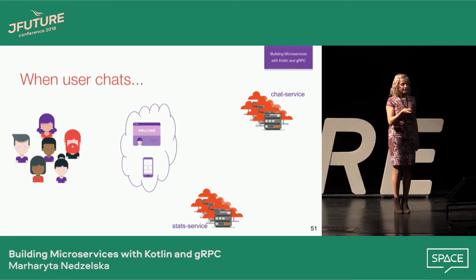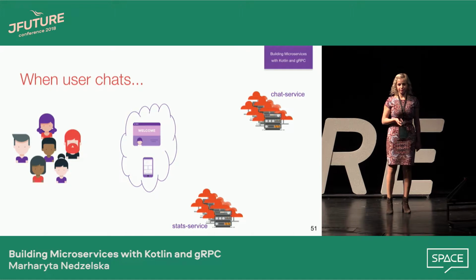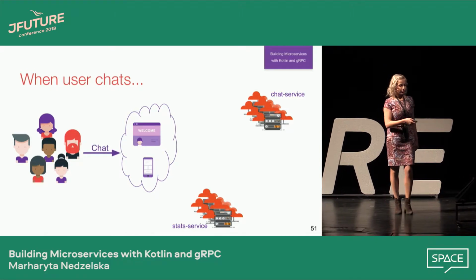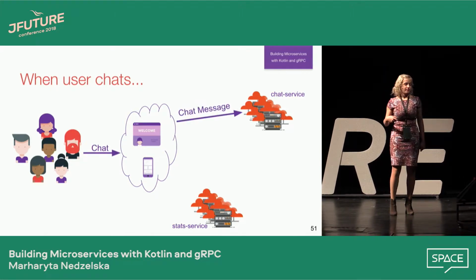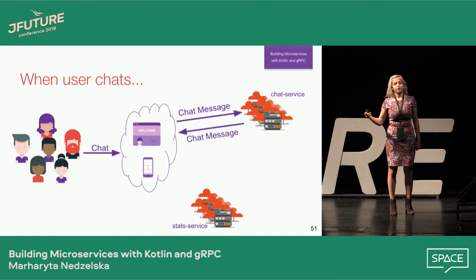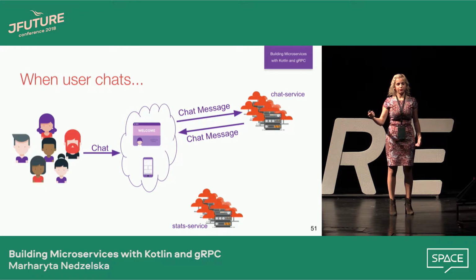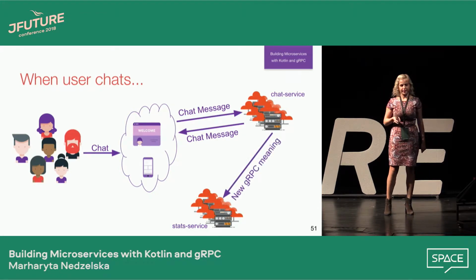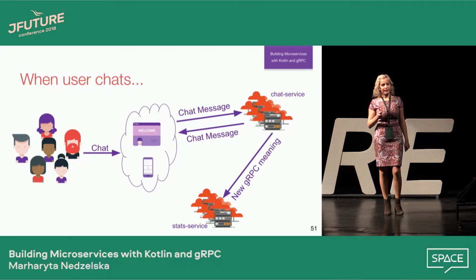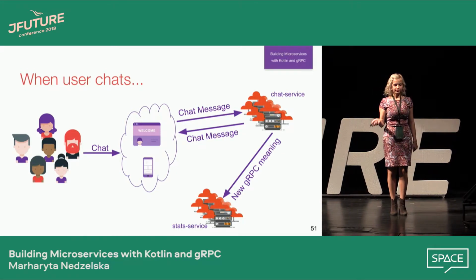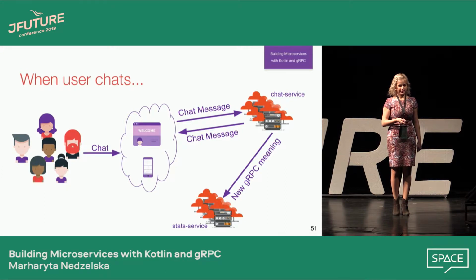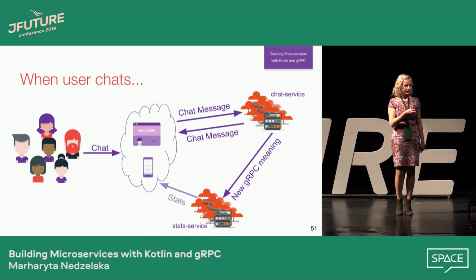The next flow is that the user can chat. You can send some message. So when we chat, we send a chat message to the chat service, and the chat service also sends it back to us because it needs to notify all users that a new message appeared. And then the chat service does hacky things. If your message starts with gRPC, we send it to the statistics service. And after that, statistics notifies the client that statistics has changed.